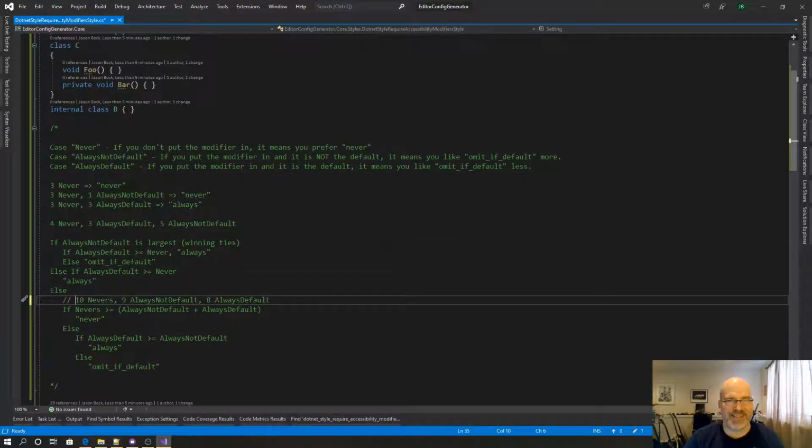Put a comment in my comment. If the nevers is more sum than the always together, then it means you mean never. Okay. Otherwise, if always default, which means you like omit default less, wins over always not default, then you say always. Otherwise, it means you probably still like omit if default. I may want to put a qualification in here.